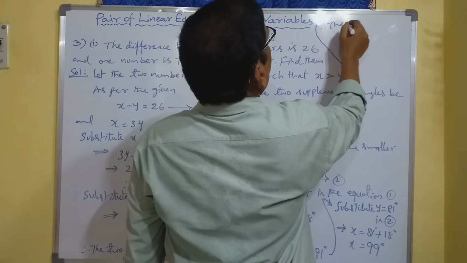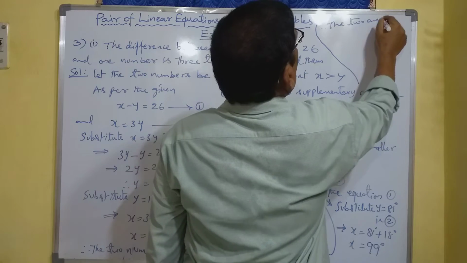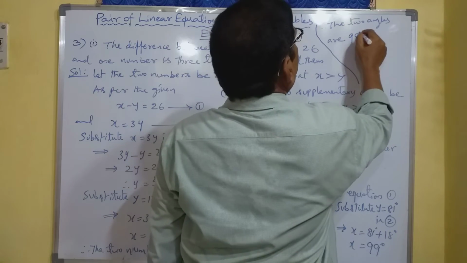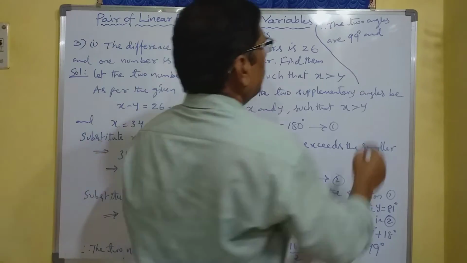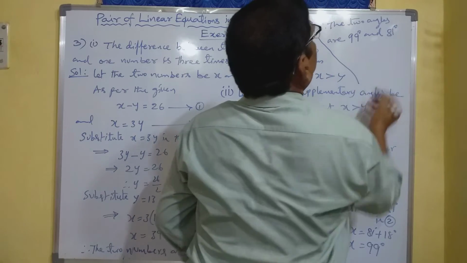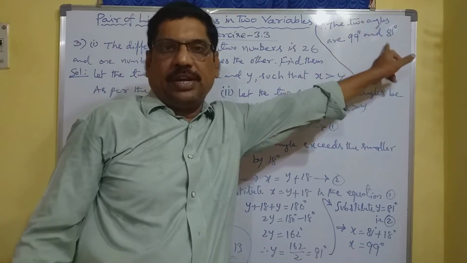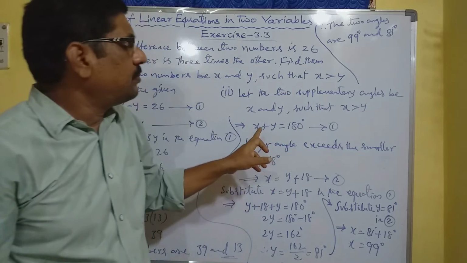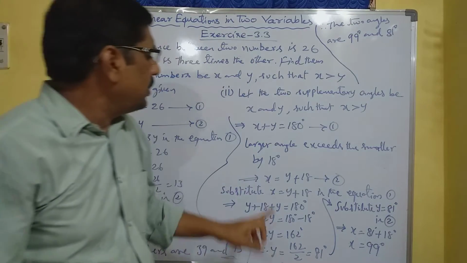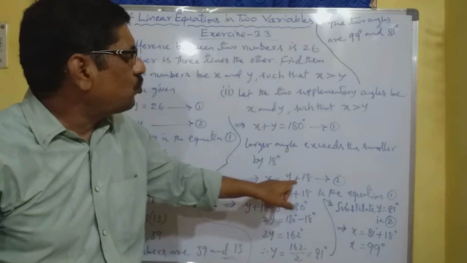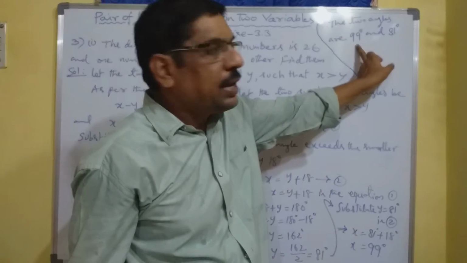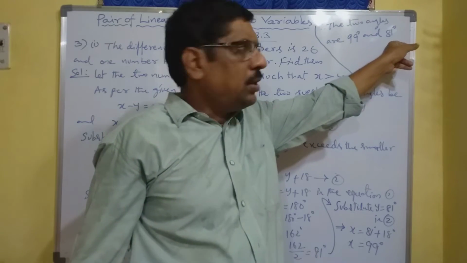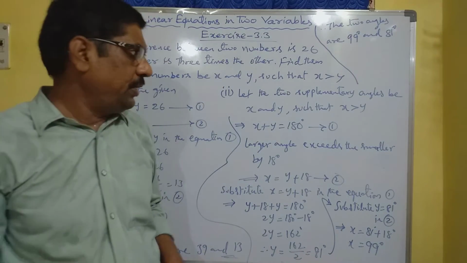Therefore, the two angles are, what are the two angles? X is 99 degrees and Y, what is the Y value? 81 degrees. See, look at these two angles. If you add them, how much will you get? 99 plus 81 is 180 degrees. If you subtract, 99 minus 81 is 18. Here it has been given that the bigger angle is 18 degrees more than the smaller angle. Look at this. The bigger angle is 99, which is 18 degrees more than the smaller angle. So these two values X and Y satisfy the given equations.